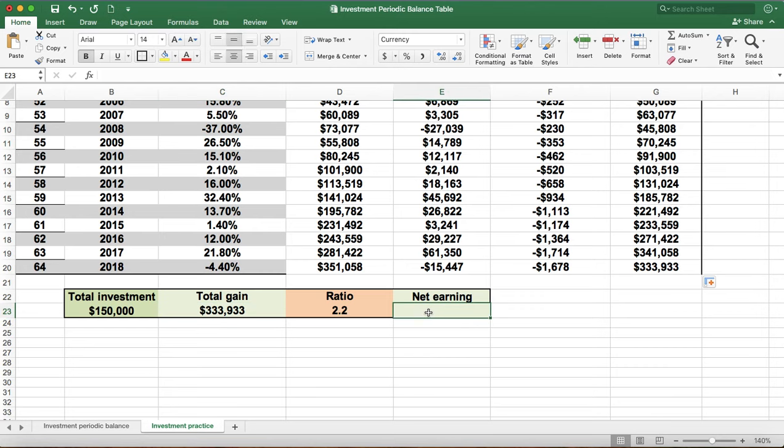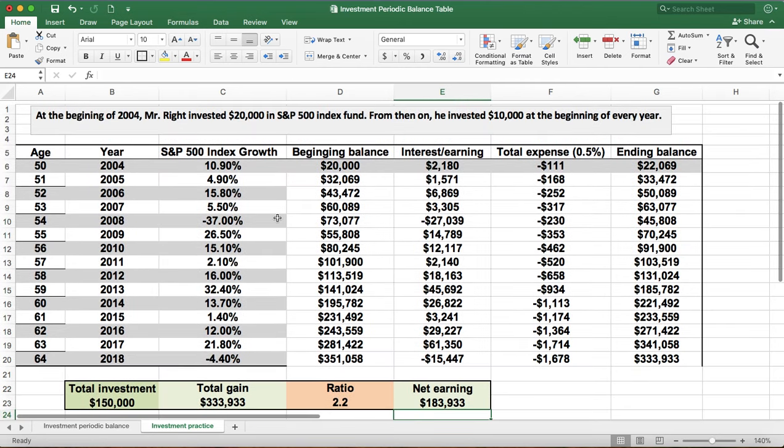The net earning is just the total gain minus the total investment. This is a pretty good investment. His money doubled after 14 years of investment. That's pretty good.